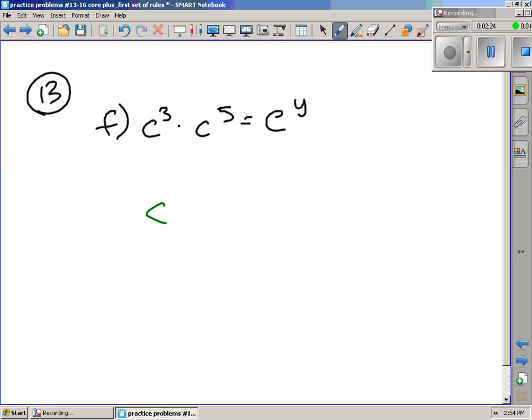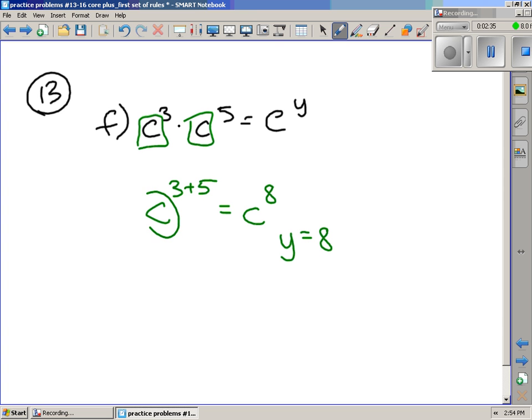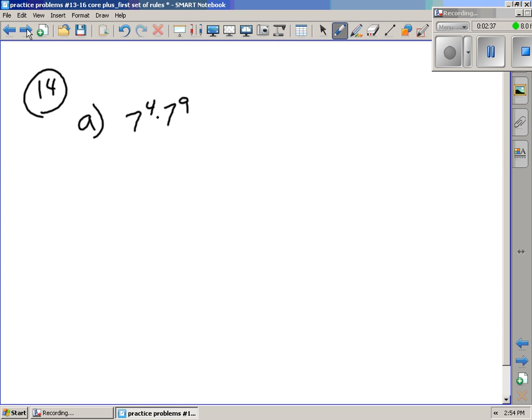13f, again, the base is the same. It's a c, so you add the exponents. So we get c to the power of 8. So y is equal to 8. It works just the same when your base is a variable. All right, 7 to the 4th and 7 to the 9th power.